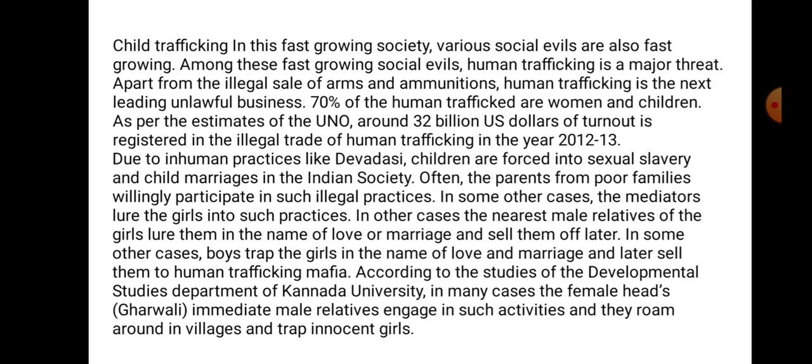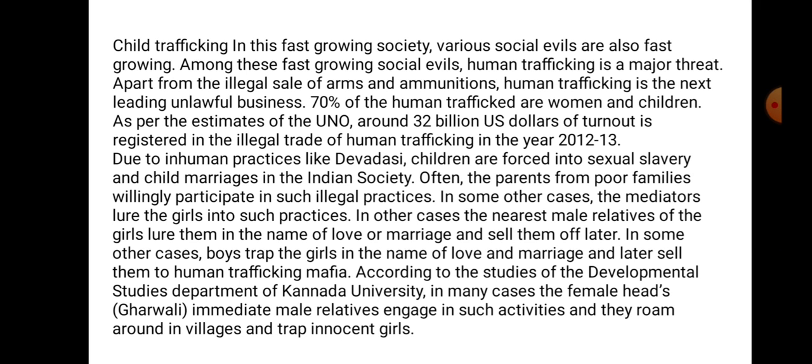In this fast growing society, various social evils are also growing fast. Among them, the fastest growing social evil is human trafficking. Apart from the illegal sale of arms and ammunition, human trafficking is also leading to unlawful business. 70% of those trafficked are women and children. As per the estimates of UNO, around 32 billion US dollars of turnover was registered in the illegal trade of human trafficking in the years 2012 and 13, which is really shocking.